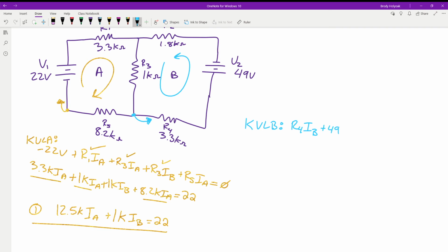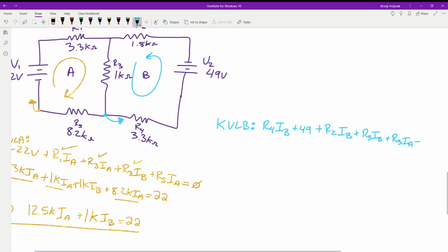We have a plus R2 times IB. And then we have R3, and again, our two currents are coming together. They're not opposing each other, so we're going to add those two. And so we'll end up with plus R3 IB plus R3 IA. We set that equal to 0.